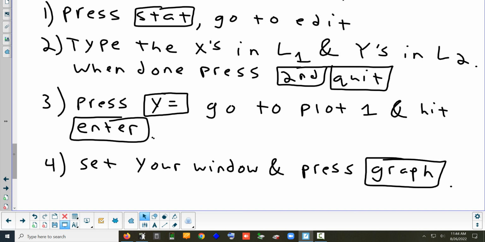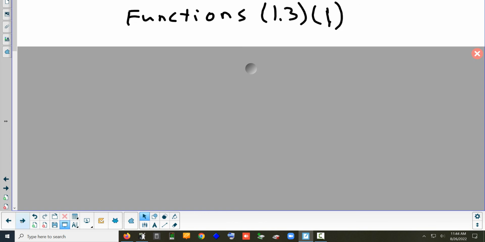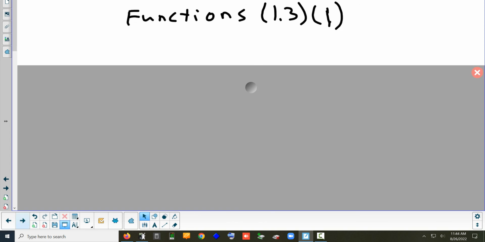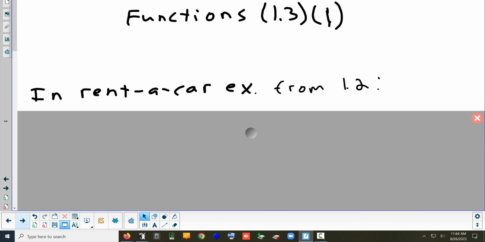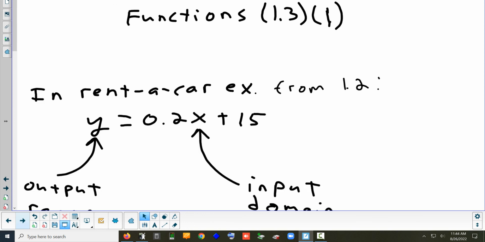So last thing we're going to look at, we're not going to quite finish up today, is what's called functions. Okay? So functions, some things you draw in math are functions, some things aren't. To be a function, it has to follow a very specific criteria. So this is the first part of 1.3.